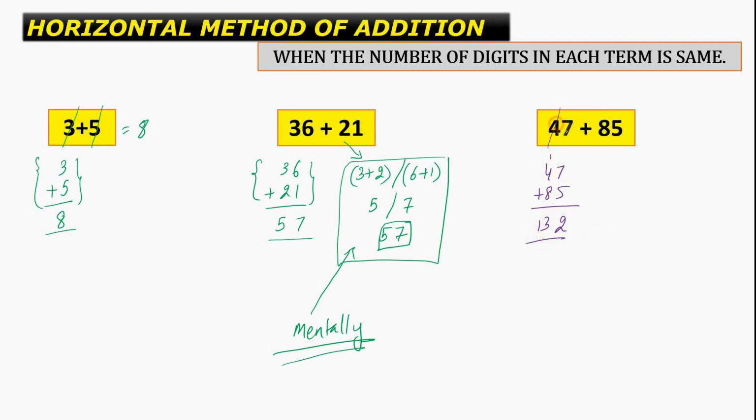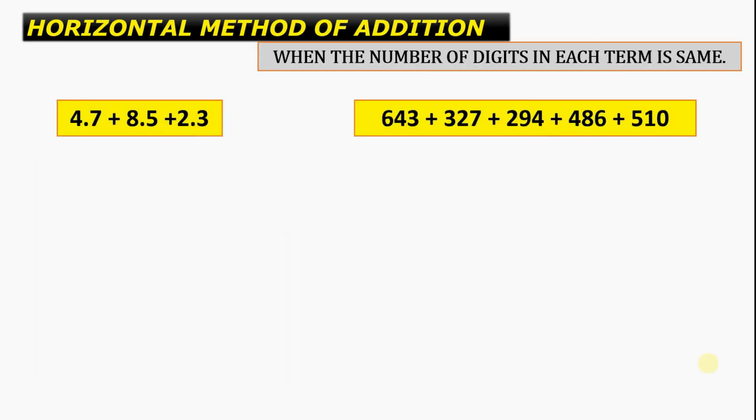4 plus 8 is 12. We write 12 over here. 7 plus 5 is again 12, so we write 12 over here. This should be a unit digit only, so 1 gets carried over and this answer becomes 132. With a little bit of practice you have to achieve doing this mentally. Alright, let's move on and see some more examples.